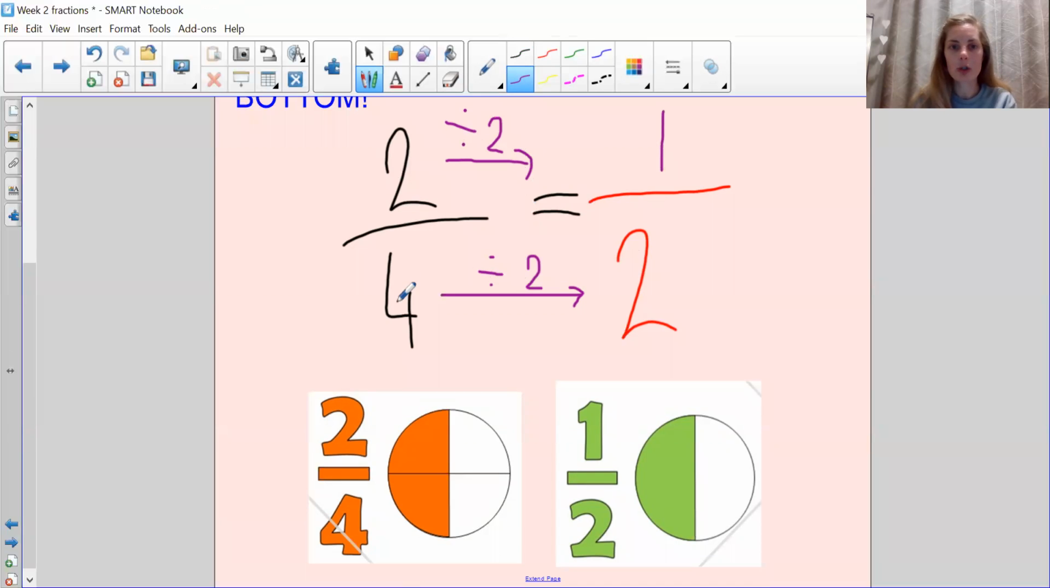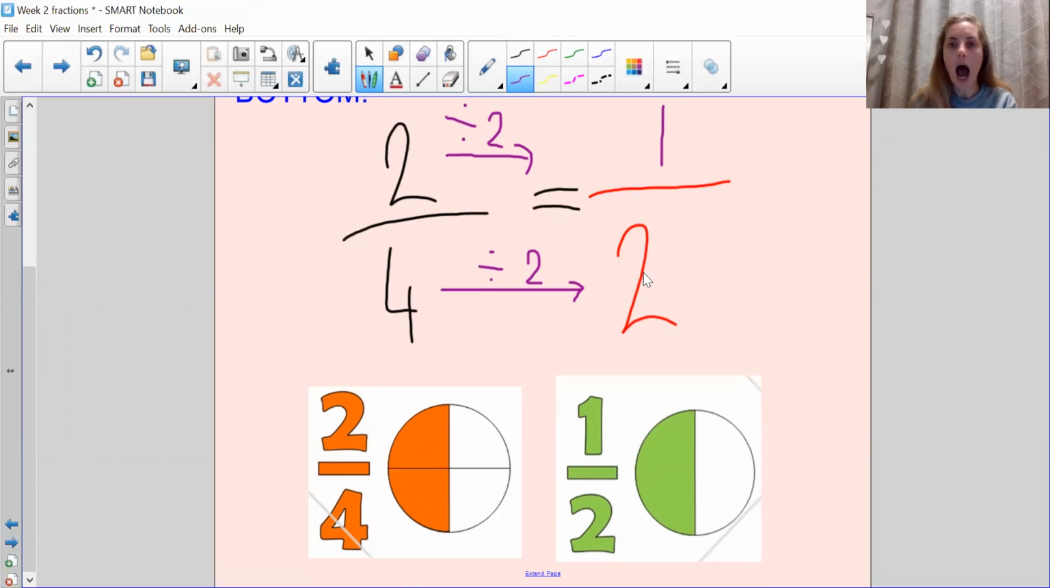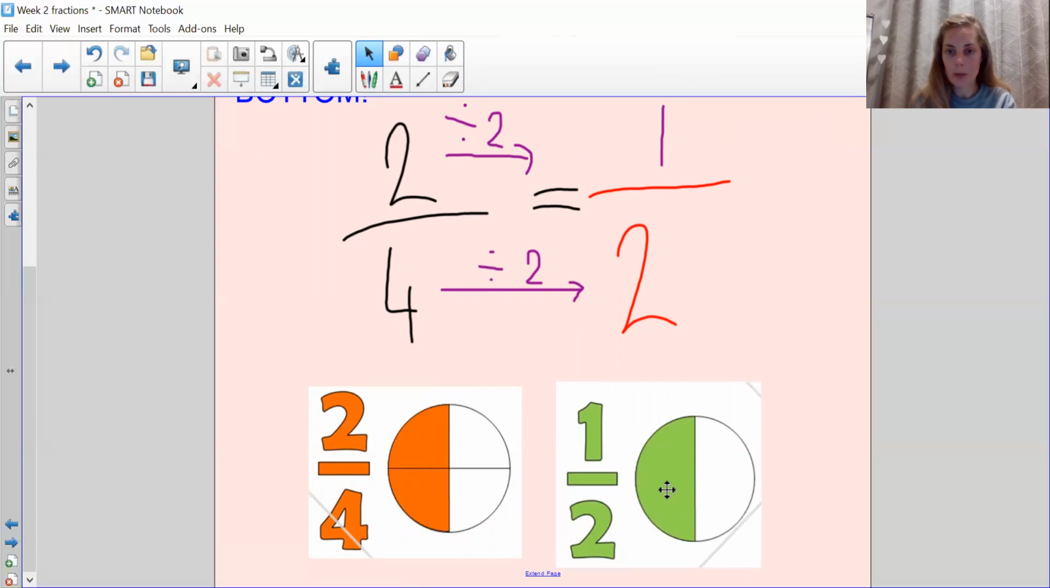Now, when I'm looking at 2/4 and a half, let's have a look at a picture. Can you see here, I have 2/4. I have divided my shape up into 4 equal parts. So there I have my quarters. And I have shaded 2 parts of that. And there I get this sort of half moon shape. And if I look at a half, I've taken a whole and I've divided it into 2 equal parts, and I've shaded the 1 part.